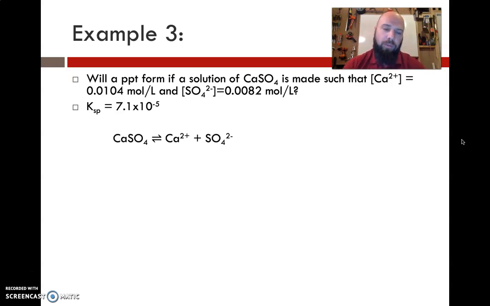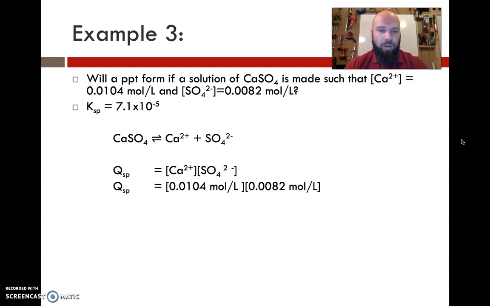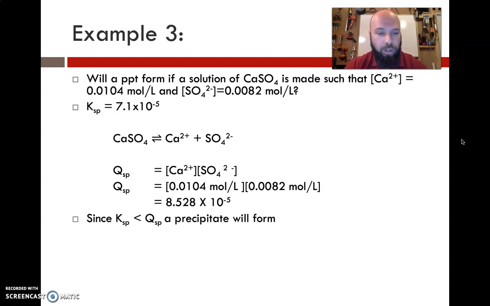So you write the equilibrium expression, the cation and anion dissociate in a 1-to-1 ratio. The QSP is set up, therefore, just the multiplication of the ion concentrations. The two concentrations given are then multiplied together to get 8.528 times 10 to the negative 5. That value is larger than the KSP, and thus a precipitate will form in this scenario.